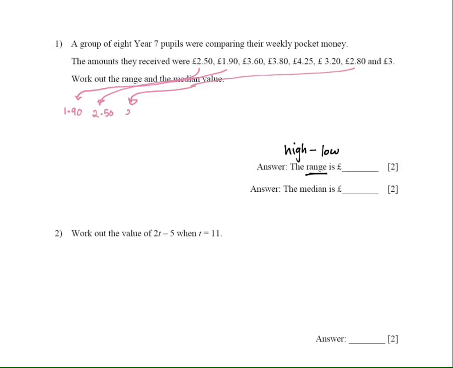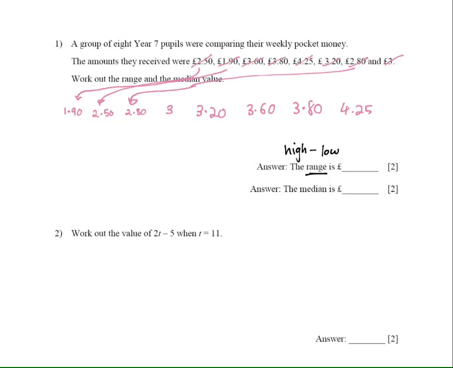Then £2.80. Now when people did this question, lots of people missed out one of the values from the list above. A good way to not miss out values is to cross out the ones that you've written down. So if we cross out the ones we've written down, we could then cross out 3 and put 3 there. The next value would be £3.20, we cross it out, we put it here. Then £3.60, then £3.80, and then £4.25.